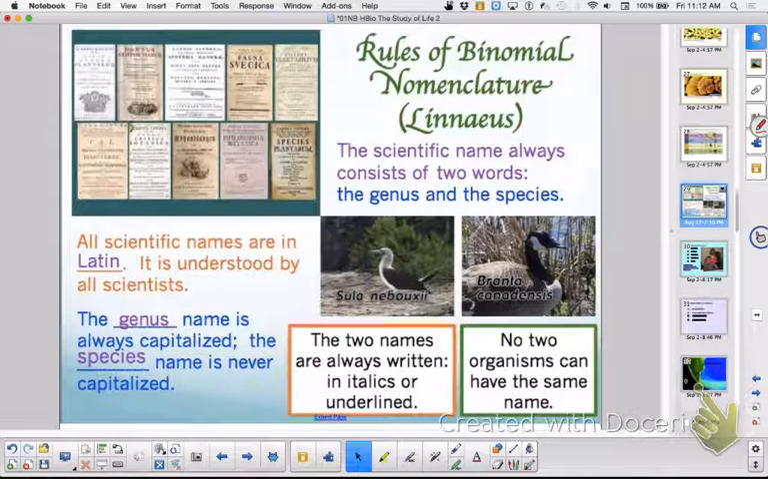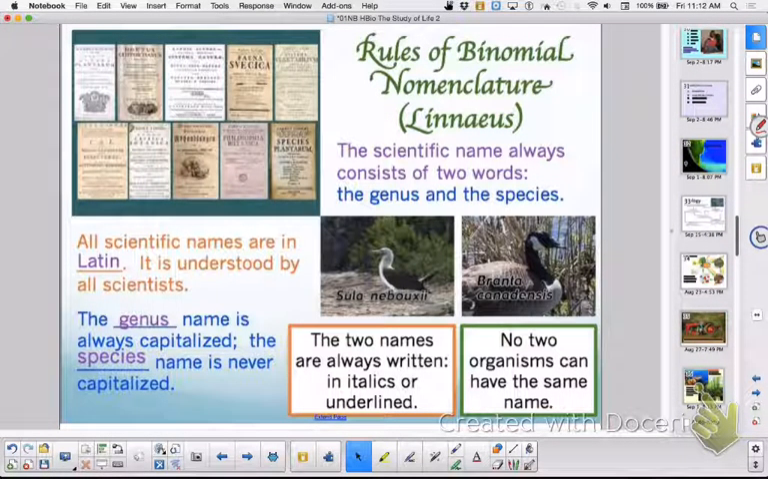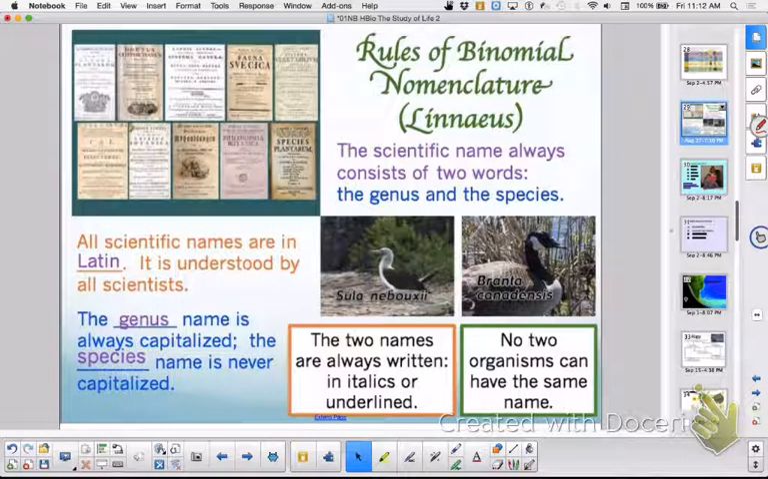How are they named? Scientific nomenclature, it's binomial. What do you hear in binomial? Two. And you use the genus and species name. So underneath scientific name, binomial nomenclature, genus then species. Genus then species. Got it? Okay, here we go.